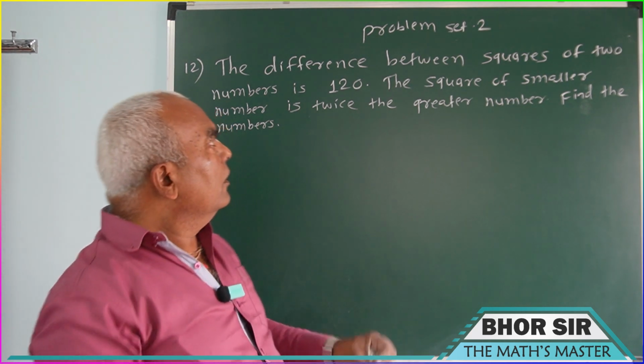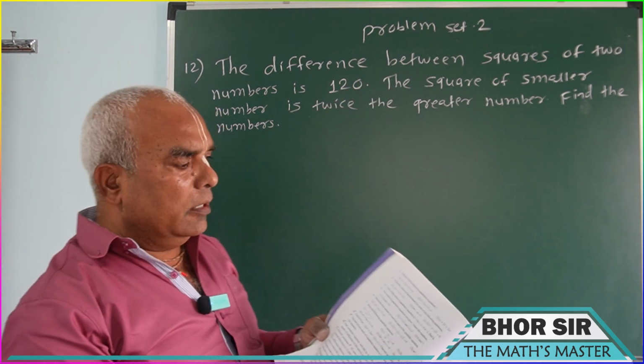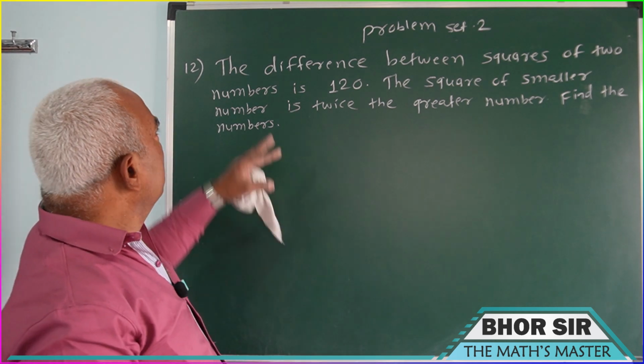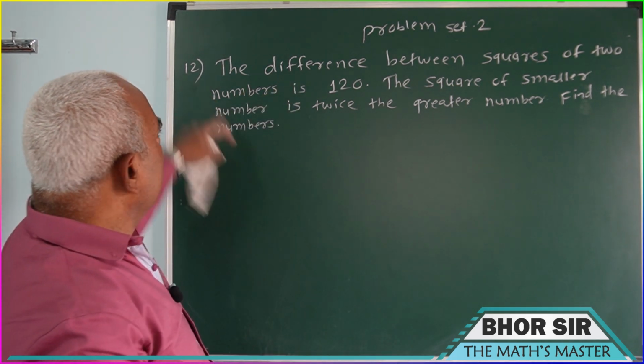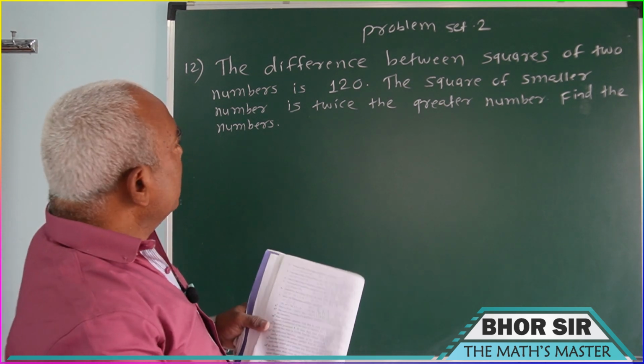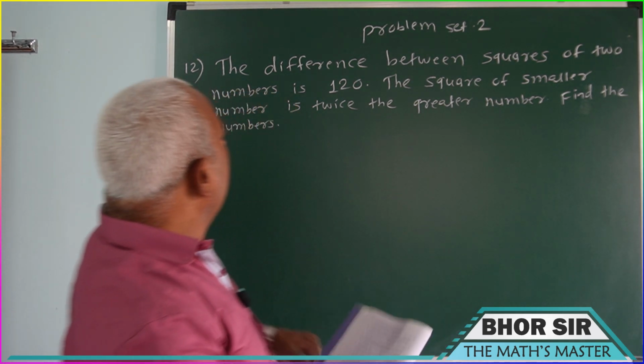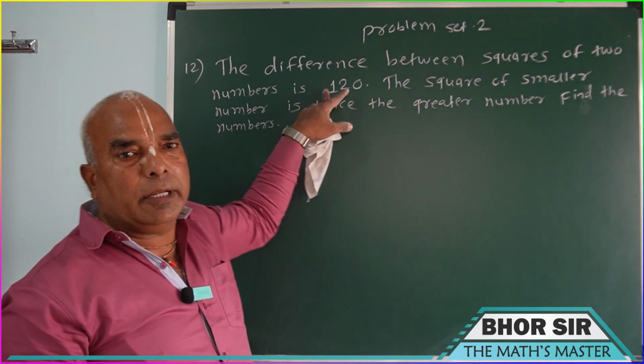Now, problem set 2, word problems. The second lesson, word problems. In problem set 2, question number 12, page number 54. The difference between squares of two numbers is 120.